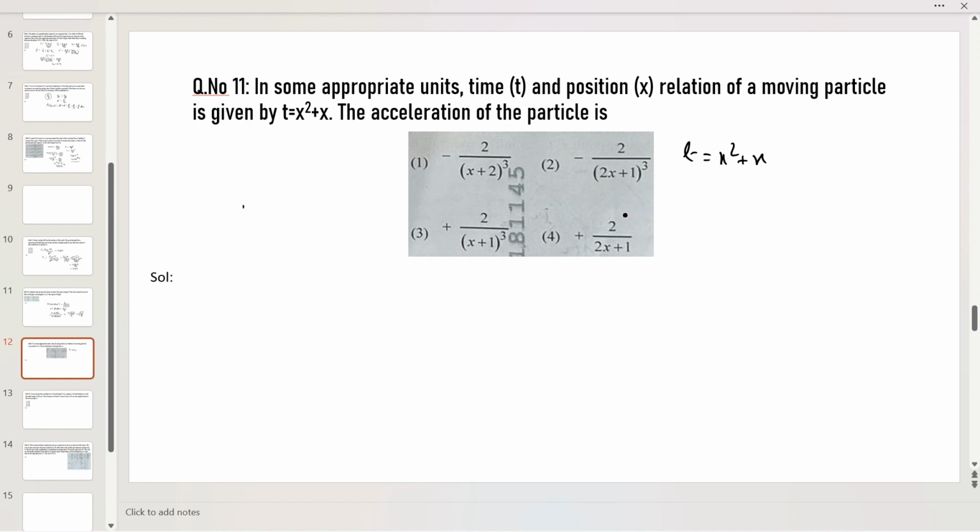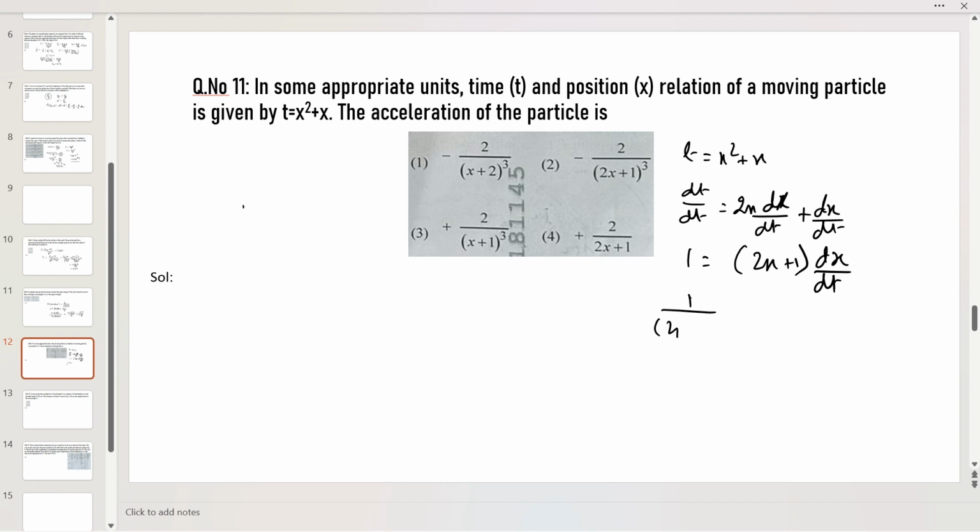Now I am going to differentiate it with respect to t. That is dt by dt, that is equal to 2x dx by dt, and plus dx by dt. So here 1 is equal to 2x common, sorry. Here this will be 2x plus 1 close dx by dt. Now again this will be 1 by 2x plus 1, that is equal to dx by dt.